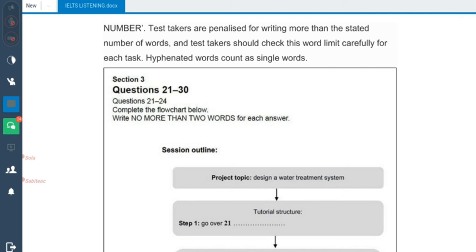But if I write it like this, evil minded, then these are two words now, because there's no hyphen. The first one with a hyphen is just one word. Do you understand? Father-in-law is also a single word, not three words. So once again, hyphenated words count as single words. Because you are going to need it in the listening section, it's crucial.